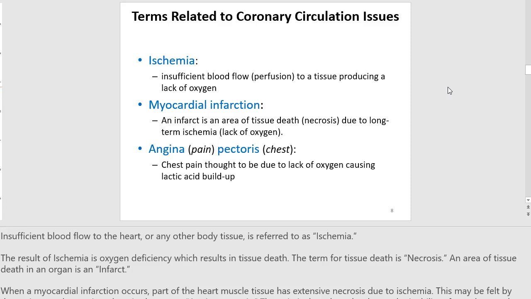Angina pectoris is chest pain, and it's thought to be due to the lack of oxygen that then causes lactic acid buildup. It's also probably due to some constriction of chest muscles, blood vessels, and the heart as well.